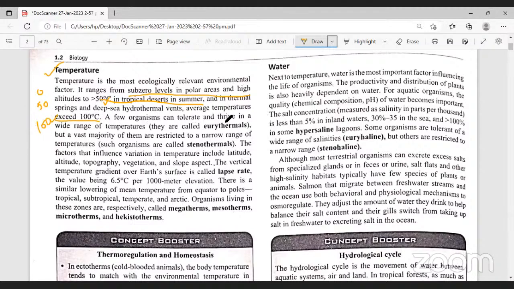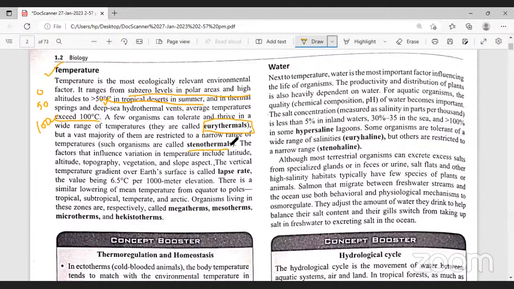A few organisms can tolerate and thrive in a wide range of temperature. They are called eurythermals. Don't forget, my dears, what is meant by eurythermal? Sometimes they may ask the question. Eurythermal means they can survive up to 100 degrees Celsius temperature. But a vast majority of them are restricted to a narrow range of temperature. Such organisms are called stenothermal.